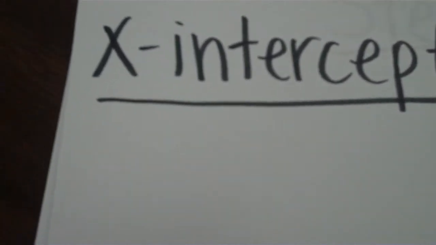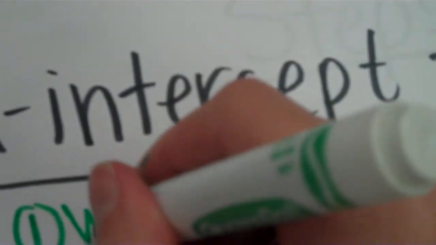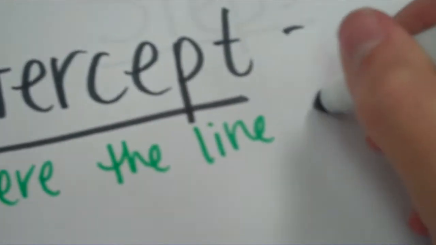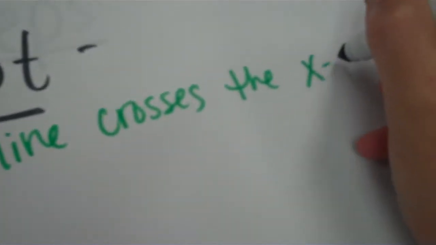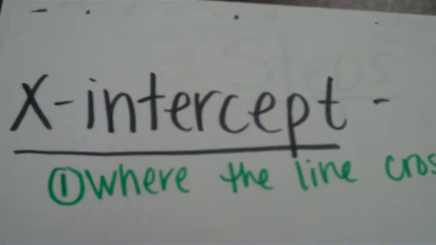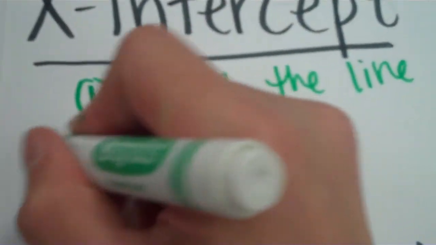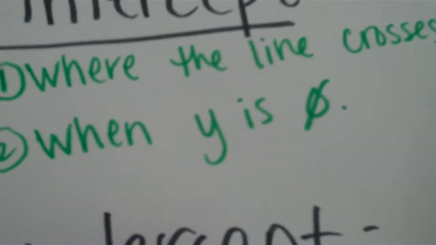I need you to know two things about the x-intercept. The first thing is the x-intercept is where the line crosses the x-axis. And the second thing you need to know, which is very important, you're going to see today, the x-intercept is when y is 0. That is something crucial. You have got to remember that the x-intercept is when y is 0.